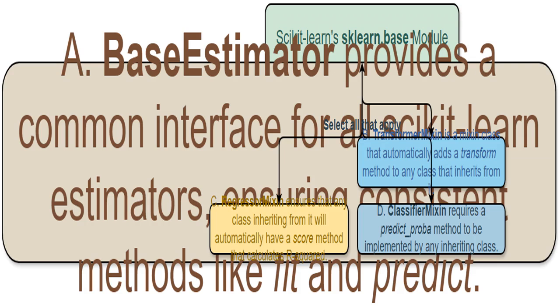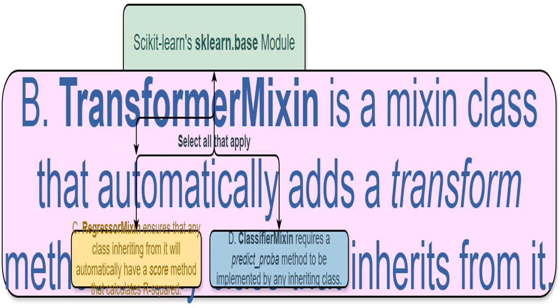I'd say that base estimator is like a blueprint. It doesn't force specific methods, but it establishes a standard structure for all estimators. It encourages consistency. You expect estimators that inherit from it to have fit and predict methods, or similar methods depending on task.